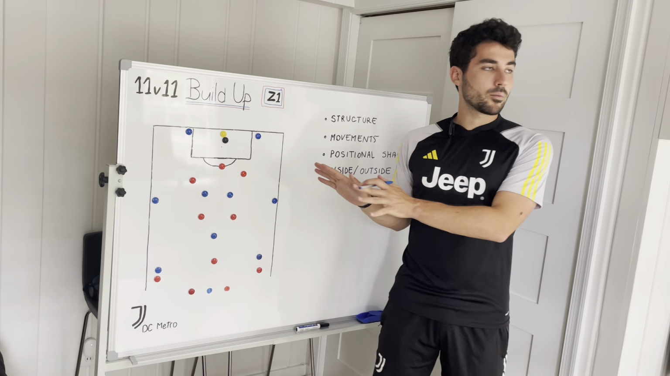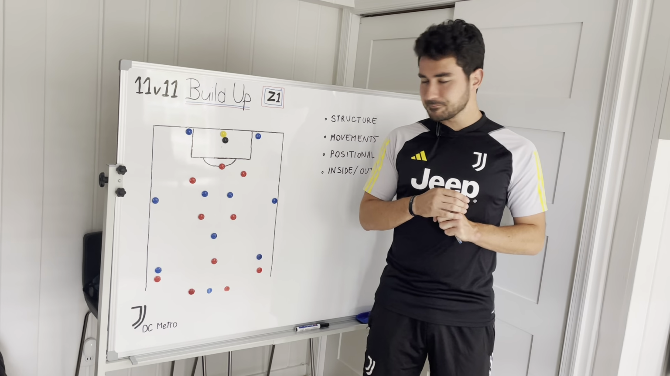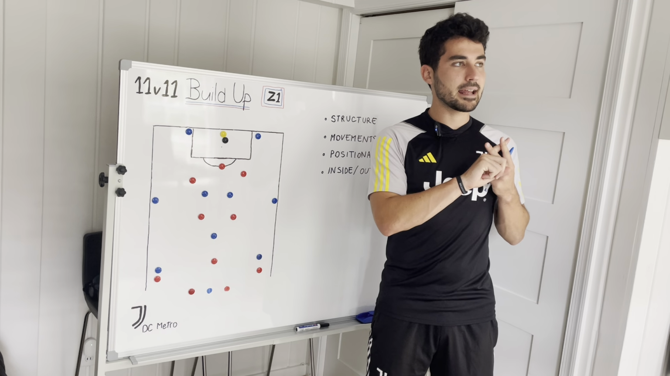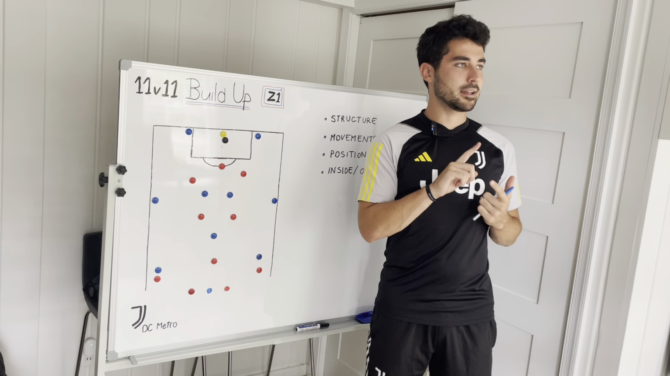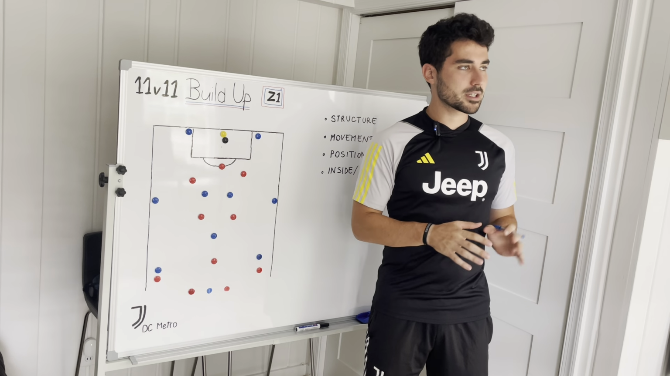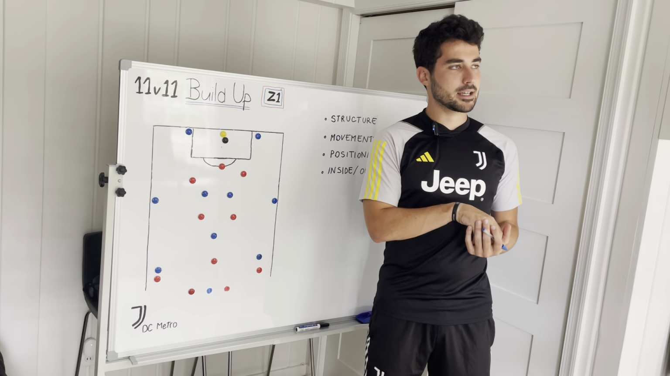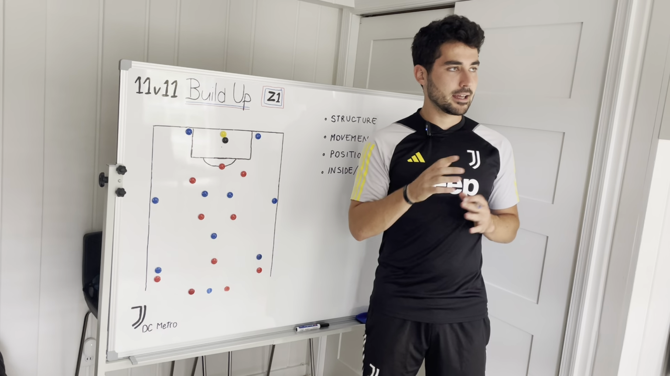If we look at the way that we are set up right now in a goal kick, you can see that there are two main elements we want to emphasize: width and depth. And these two principles are really key in being successful when we play out of the back to advance the ball into zone 2.